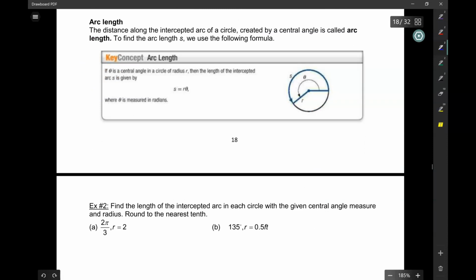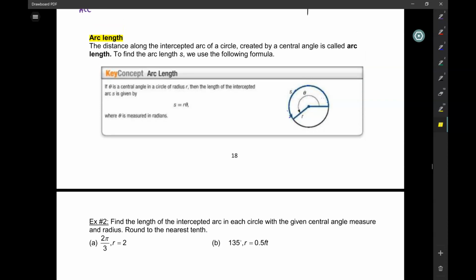Okay, let's talk about arc length. Remember before we were talking about having that circular track, and we were walking along that track. Arc length is any time you walk along a circle. It's the distance walked around a circle, and it could be either partial or full. So if I only walk this much around the circle, that's arc length.